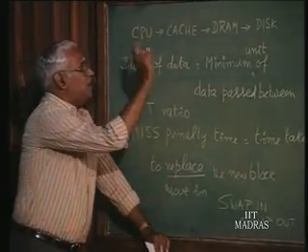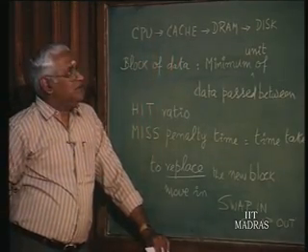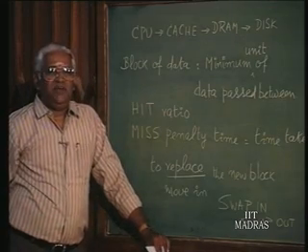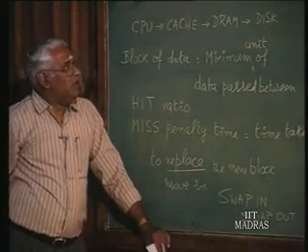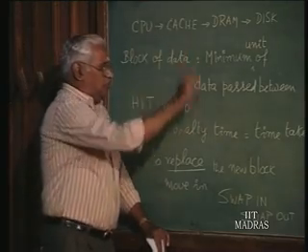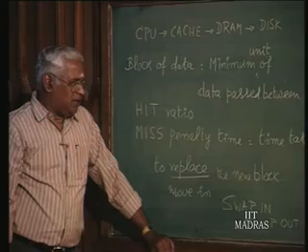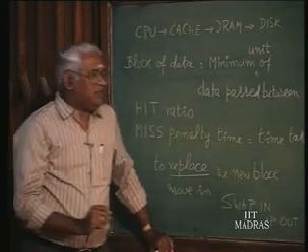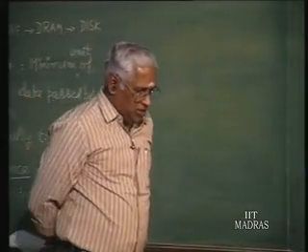Suppose we have 1 k byte of cache, the DRAM may be, let us say, 4 k byte or 16 k byte and so on. So, we will try to see what exactly is the way in which this can be implemented. We will take an example, we will arbitrarily assume, let us take a look at the chart.